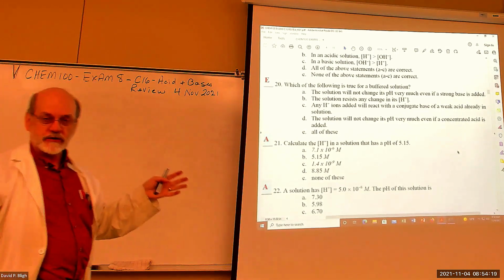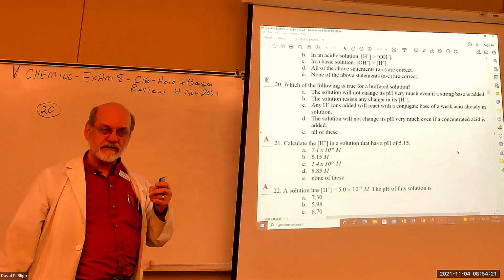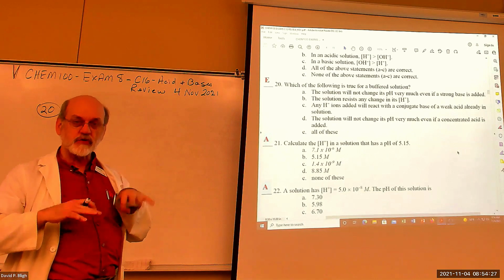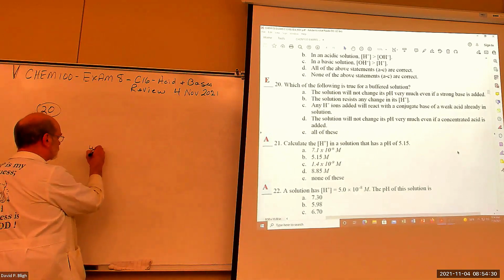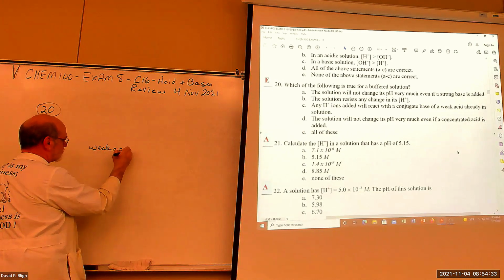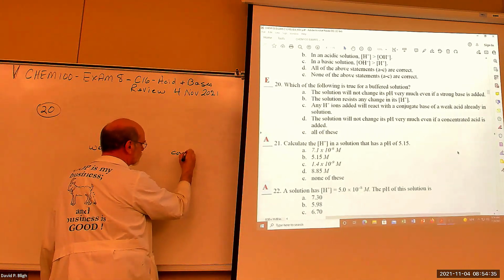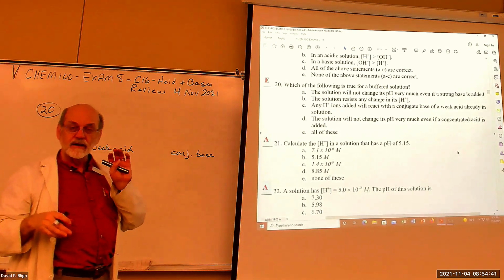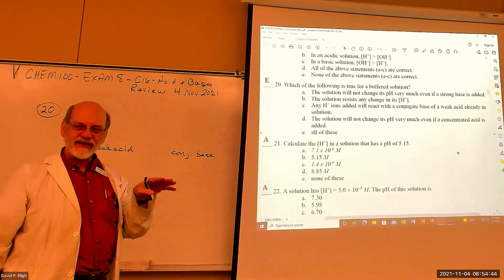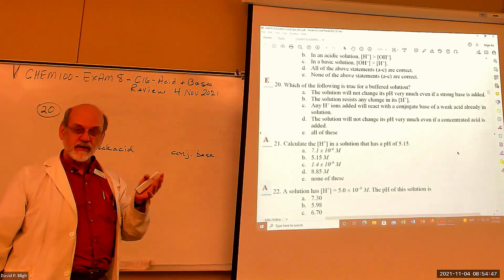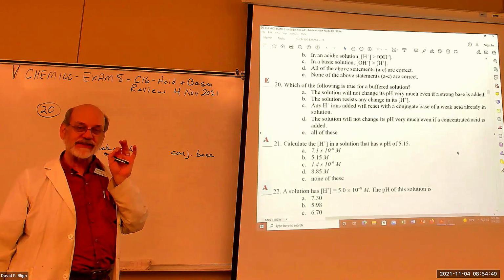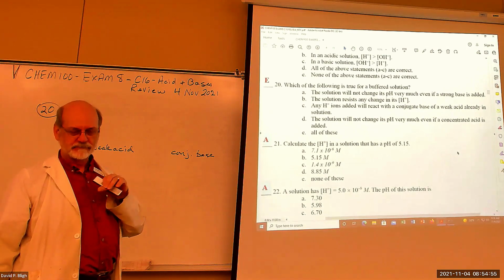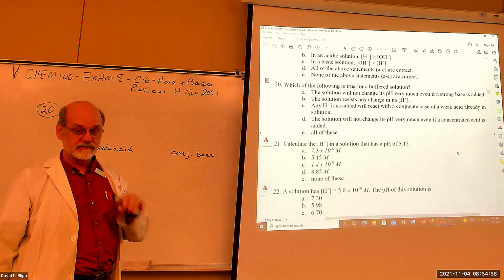But back to a buffered solution. A buffered solution, by definition, is a solution that is a mixture, usually, of a weak acid and its conjugate base. So if you put these two in the right combination, then if you add an acid, any acid to that solution, the pH will only change very slightly. In other words, the buffer resists a change in pH. Whether you add an acid or a base, doesn't matter.